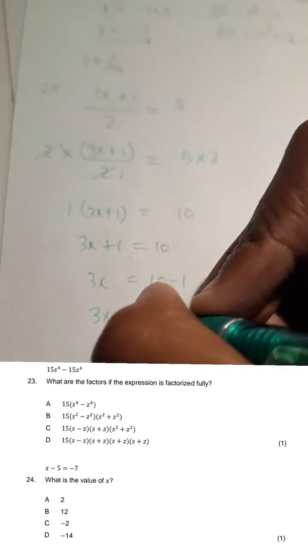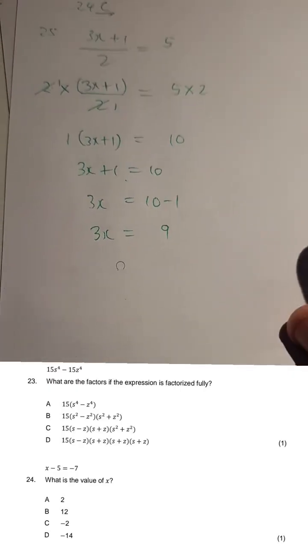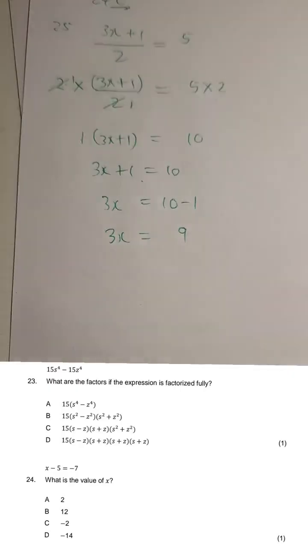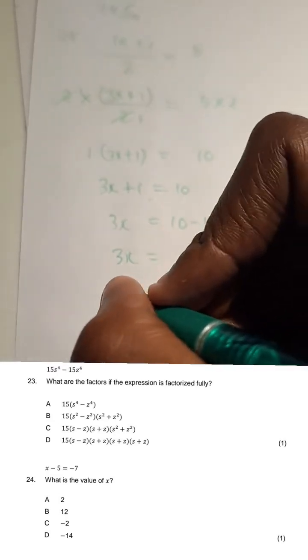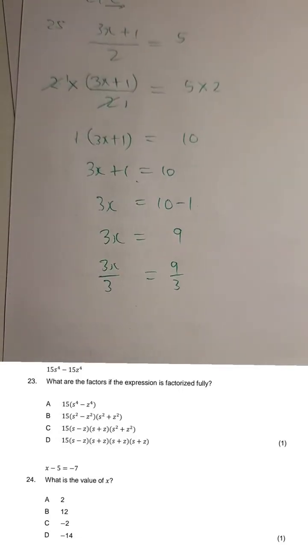We now have 3x is equal to what's 10 minus 1? It is 9. Then we want x. So what do we do now? We divide both sides by 3.